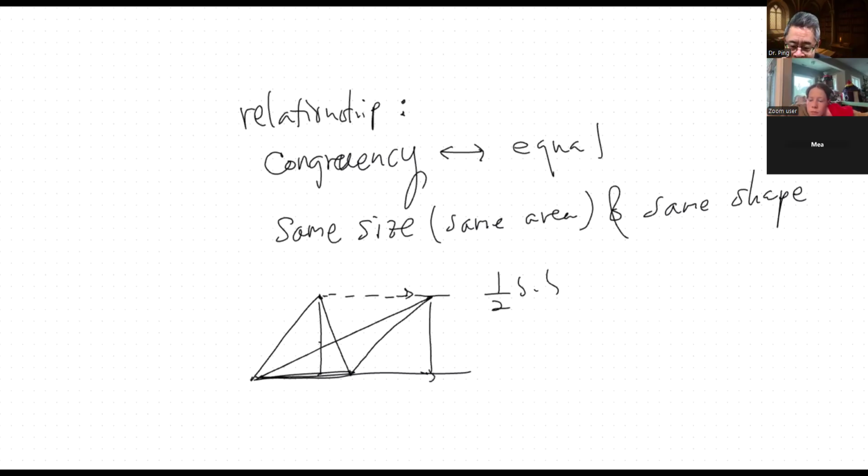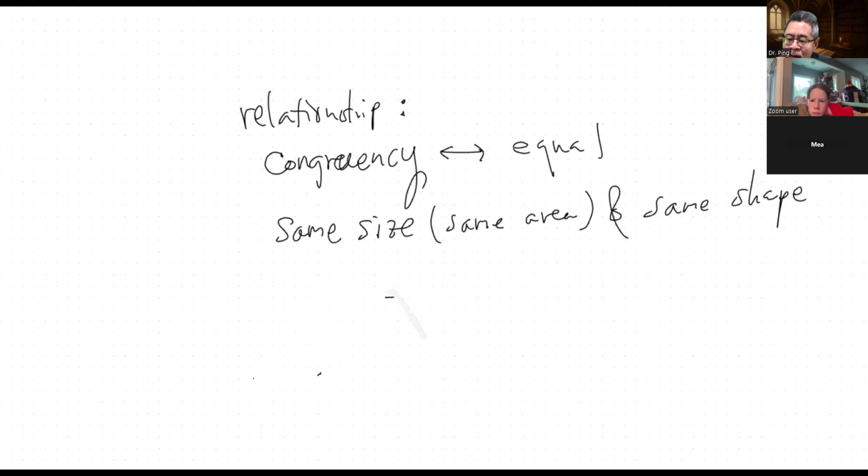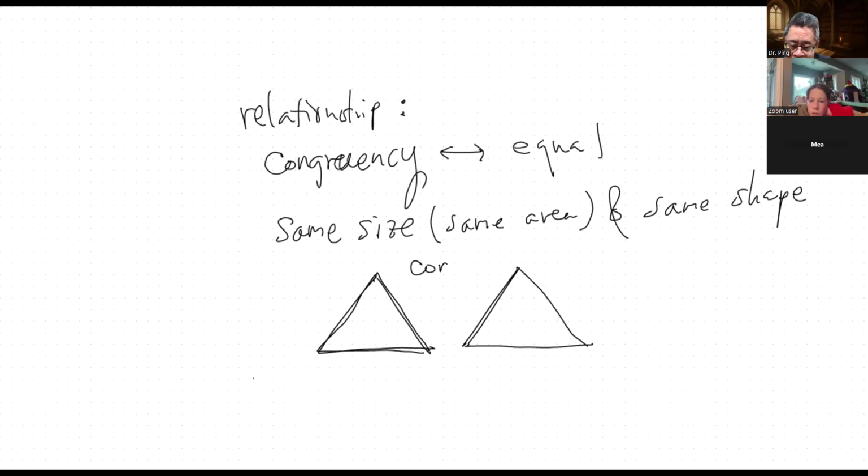So when we talk about congruency in geometry, we're talking about two shapes that not only have the same size, but also have the same shape. So for example, if we have these two, let's assume they are the same size and the same shape. Those two, we call congruent. So these two triangles are congruent.